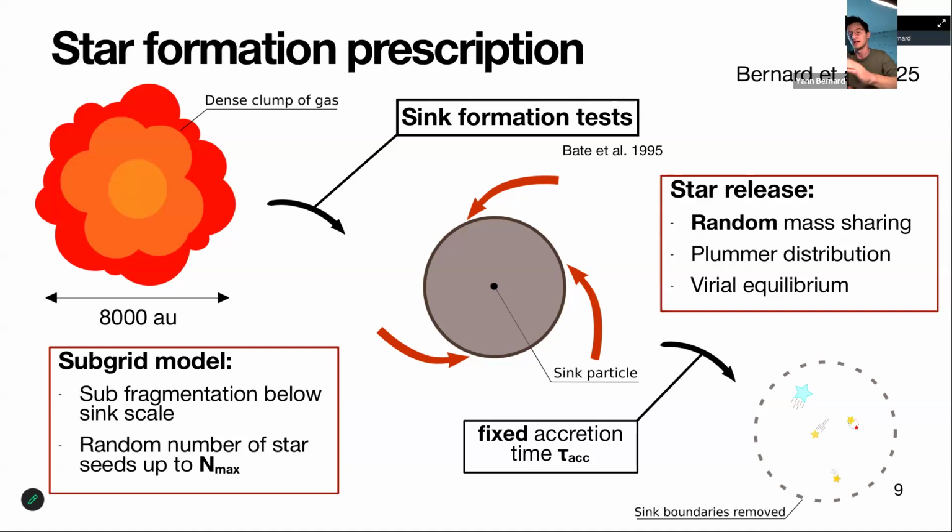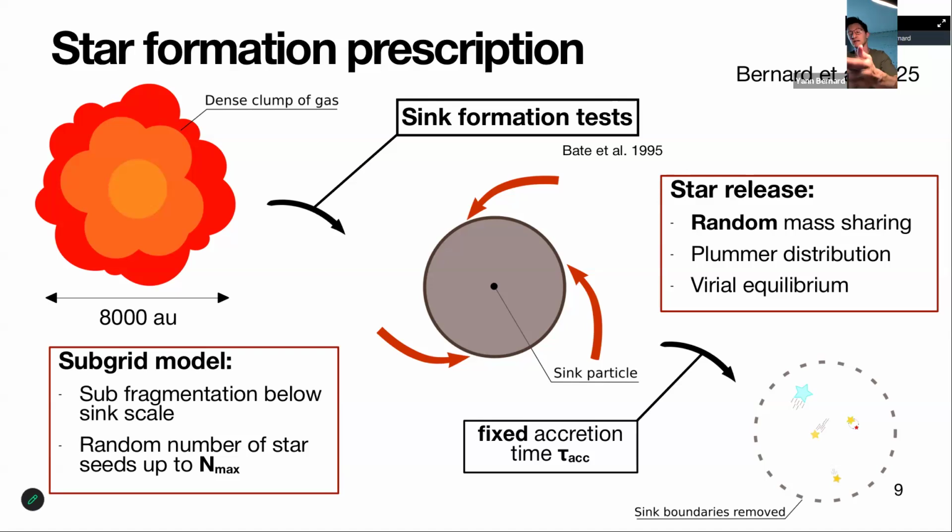So I made the hypothesis that a random number of stars can form up to a certain maximum number that is a parameter of this prescription. And then the sink will accrete the material to form these stars. And again, this is also a parameter of this prescription, the fixed accretion time, t_acc. After this time, the sink particle is removed from the simulation and replaced by the stars that it potentially hosts. The mass gathered by the sink is randomly shared among the stars, and the stars are placed inside the volume of the previous sink using a Plummer distribution.